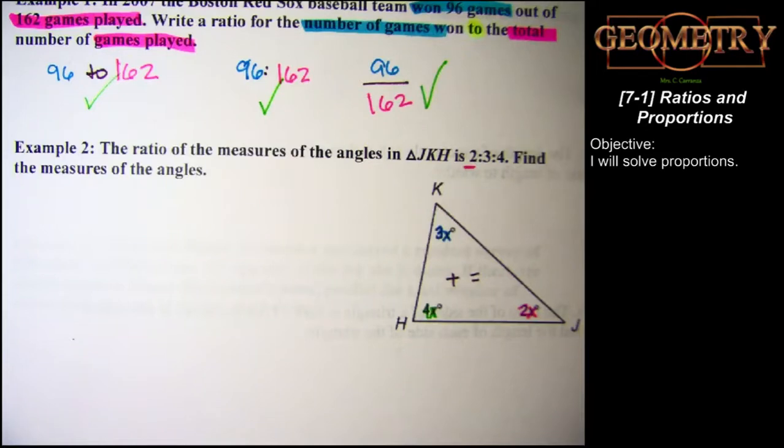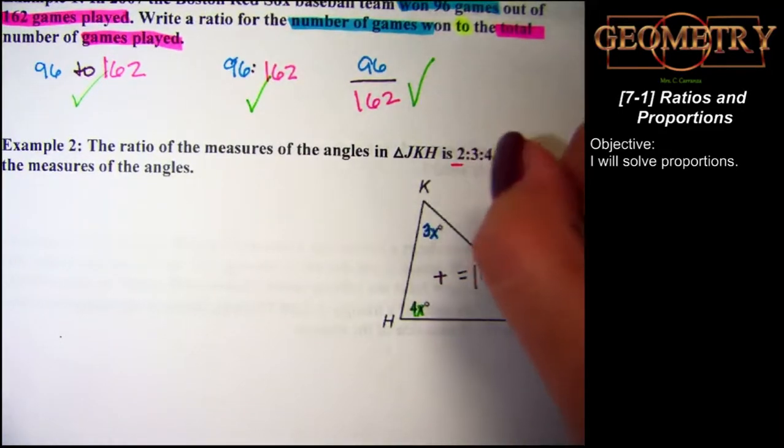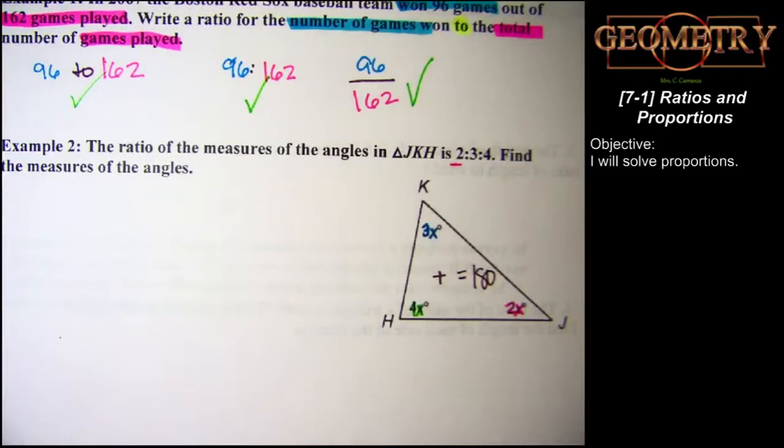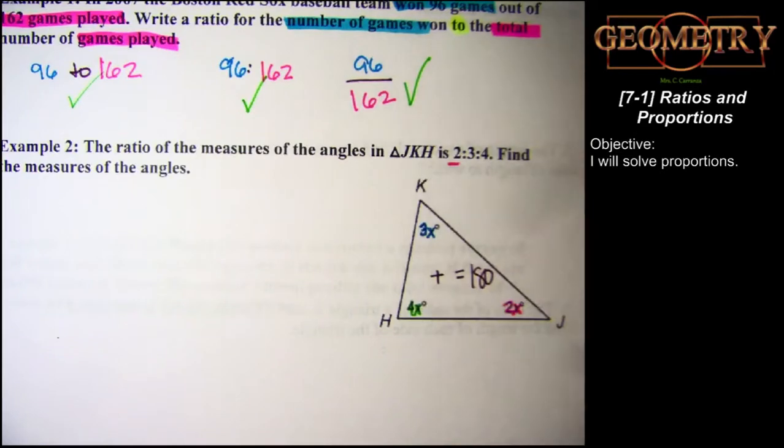Good morning. We just finished studying this. If we add up all the measures inside of a triangle, what number should we get? 180. And so if I said that this measure was 2 and this was 3 and this was 4, 2 plus 3 is 5, 5 plus 4 is 9. 9 is not 180.